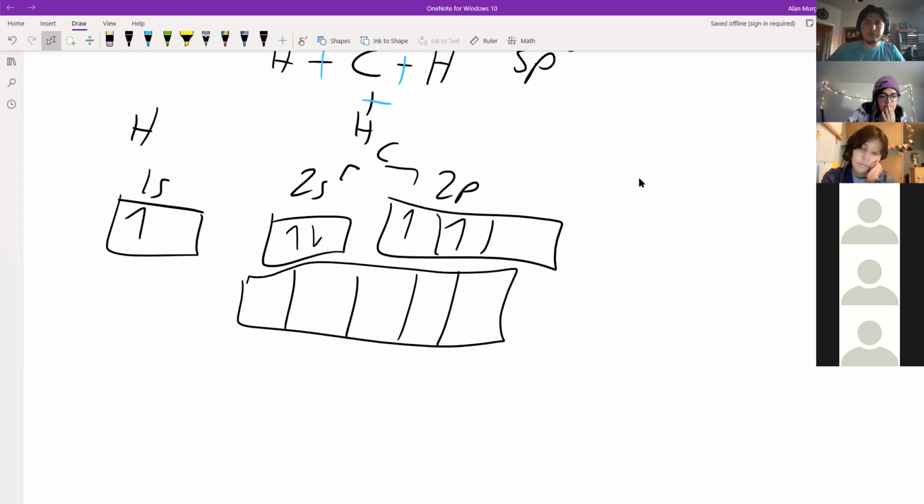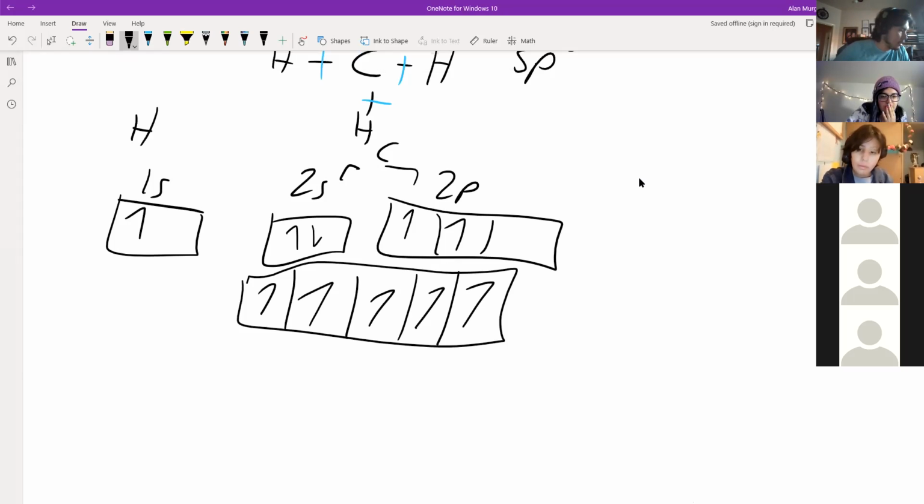And when we combine them all, we have to configure the electrons as we would do it normally, like going upwards and then putting them into pairs. So here we have 1, 2, 3, 4, 5 electrons. So we would go 1, 2, 3, 4, and then 5, right?